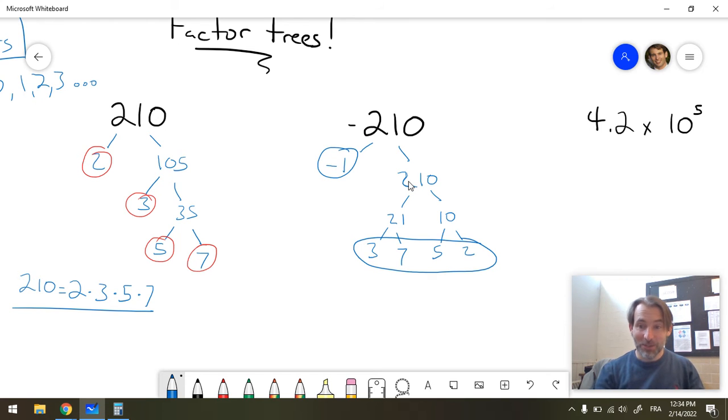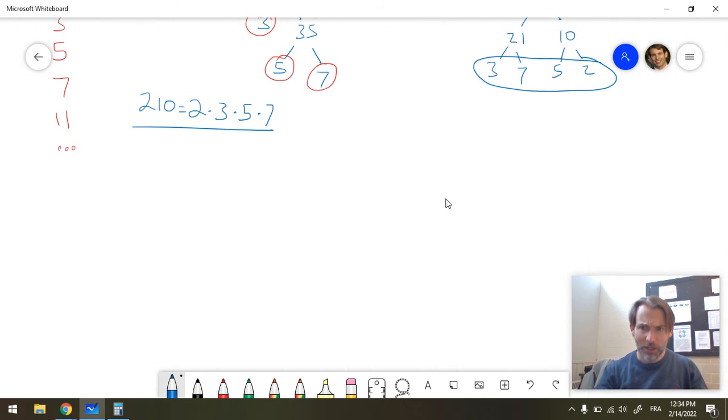Okay. Now, here's another cool thing that we can do, and I'll do another one for you here. I'll quickly do 72. If I have the number 72, the first thing I notice is that it's divisible by 2, and that's 36. 36 is also divisible by 2, and 36 divided by 2 is 18. 18 is also divisible by 2, and it gives me 9. 9 is not divisible by 2.